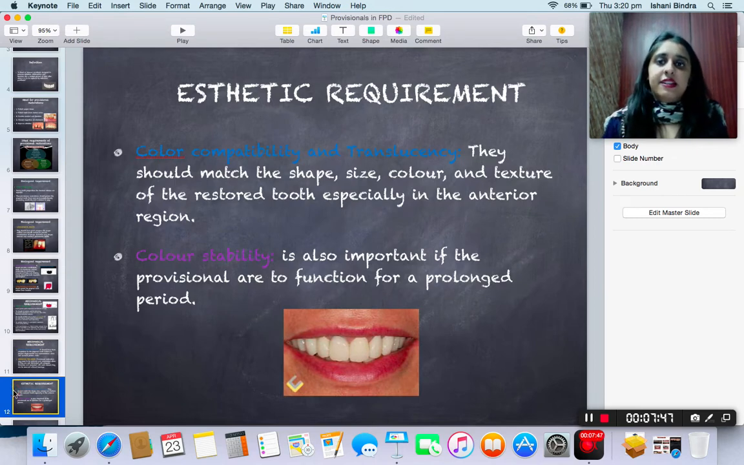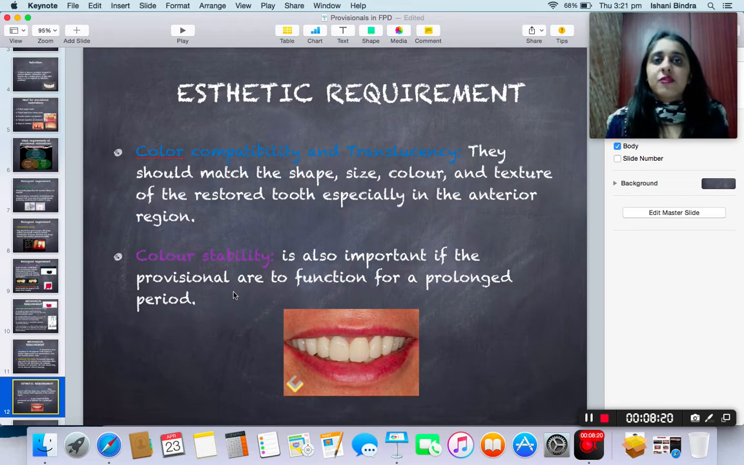Coming on to the aesthetic requirements, those provisional restorations which replace the anterior teeth need to be very aesthetic. They should have good color compatibility and translucency so that they mimic the original natural tooth. They should match the size, shape, color and texture of the restored tooth, especially in the anterior region. Color stability is a very important factor. We don't want a provisional restoration to be discolored very early.